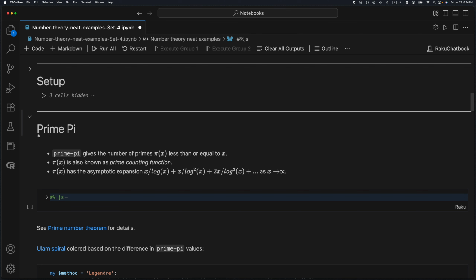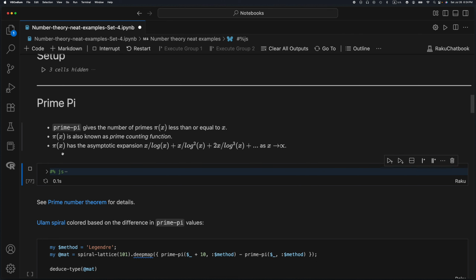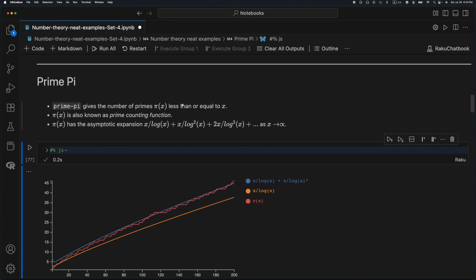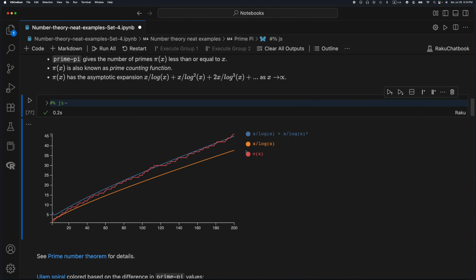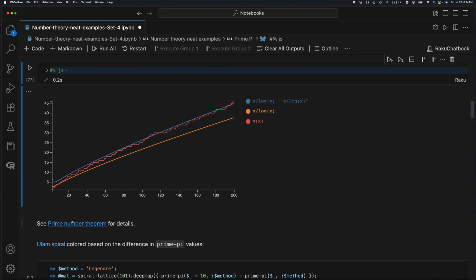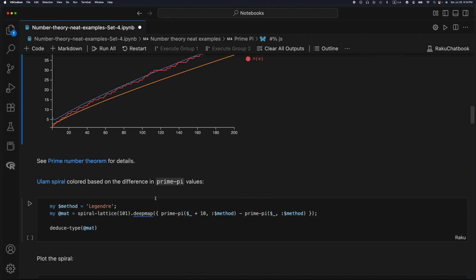I have described this in more detail in some other presentations. So first, let's talk about Prime-phi. Prime-phi gives the number of primes less than or equal to the argument. It's also known as the prime counting function. It has this nice expansion, and this here is a graphic which shows this expansion. These are approximations of the so-called logarithmic integral, and we can look at the prime number theorem for more details.